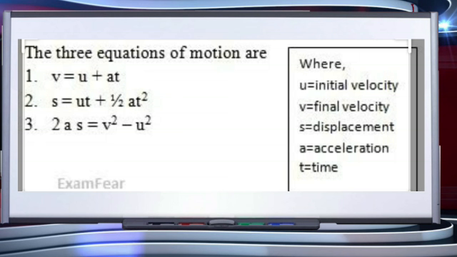The second equation is the position time relation, that is s = ut + 1/2 at². The third equation of motion is the position velocity relation, which is 2as = v² - u². Here u indicates initial velocity, v indicates final velocity, s is for displacement, a is for acceleration, and t is for time.